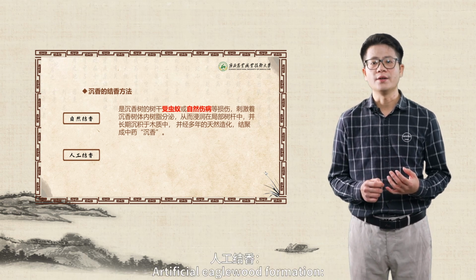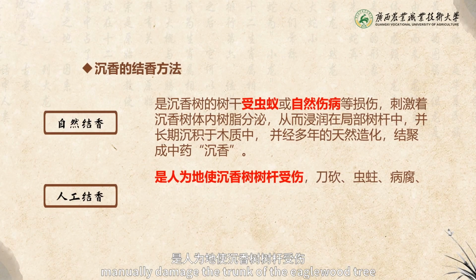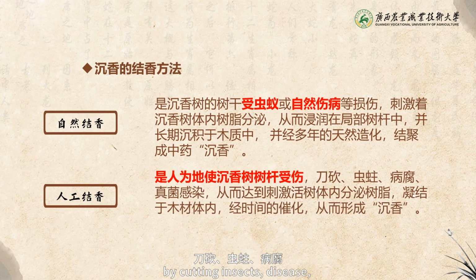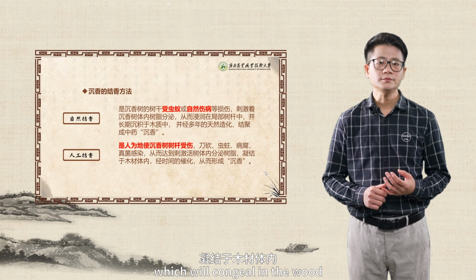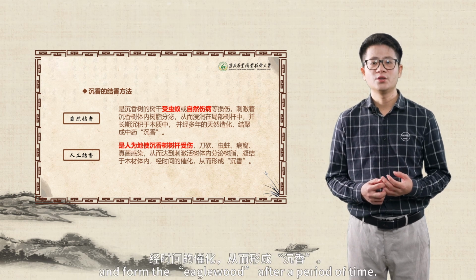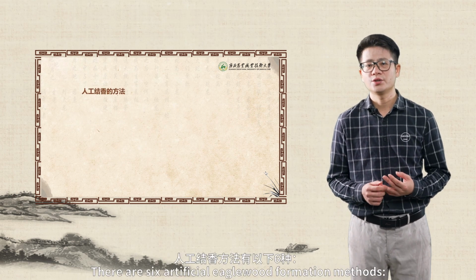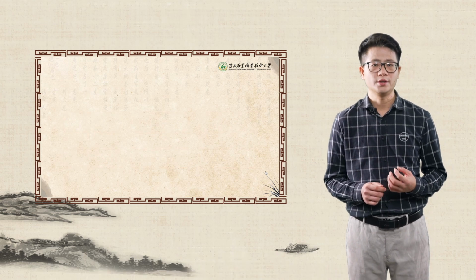Artificial Eaglewood formation. Manually damage the trunk of the Eaglewood tree by cutting, insects, disease, and fungal infections to stimulate the living tree to secrete resin, which will congeal in the wood and form the Eaglewood after a period of time. There are 6 artificial Eaglewood formation methods.